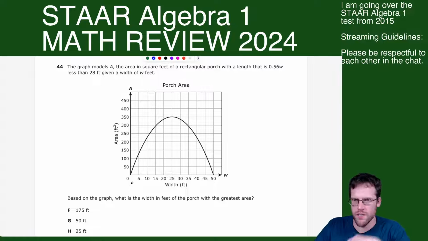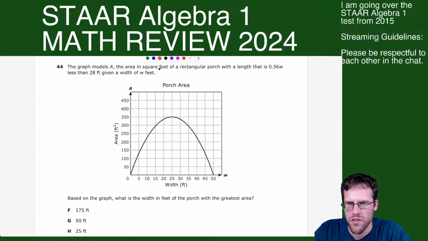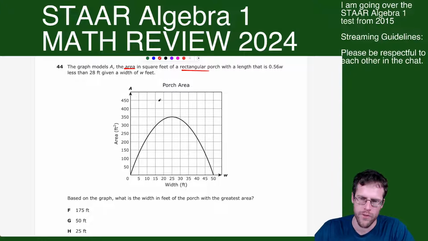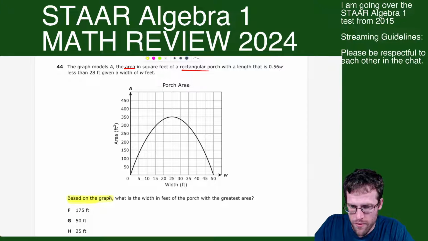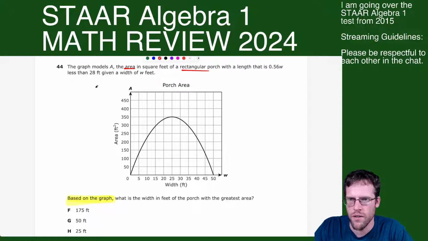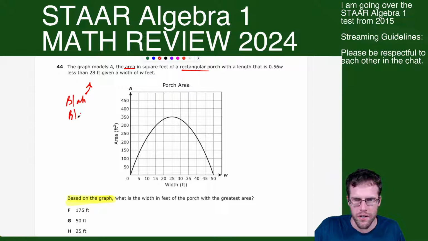All right, this one, they give us a very wordy start here. The graph models A, the area in square feet of a rectangular porch. So the area of a rectangle with a length that is 0.56 W less than 28, given a width of W feet. This is unnecessarily confusing because really all you need to know here is the question itself based on the graph. All this up here is just blah, blah, blah. Not that you should never read, but in this case, it's not really important.